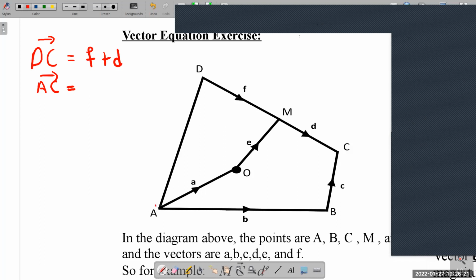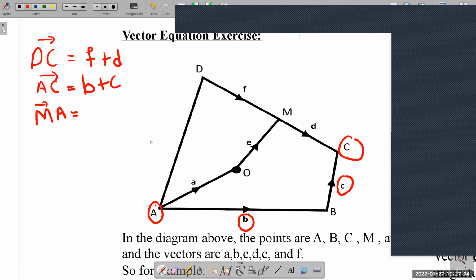Let's look at it. I want to go from A to C. That means I have to go along B, so I put B, and I need to also go along C, so I'm going to add plus C. But guess what I'm going to do now? Suppose I want to go from M to A. Let me see if anybody is thinking. Suppose I want to go from M to A. What would happen? Try that one for me.